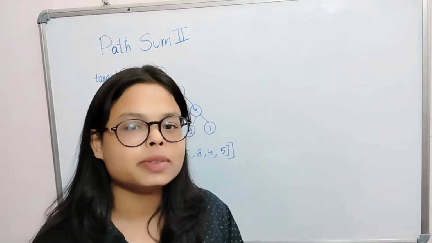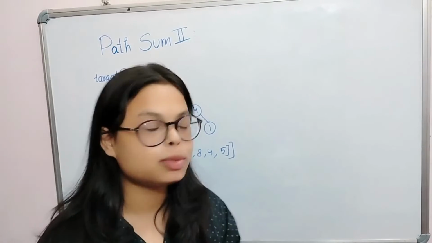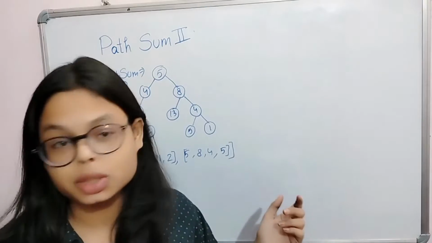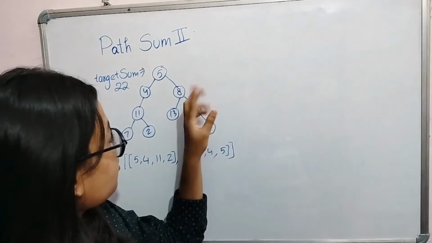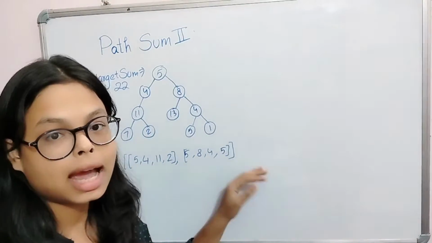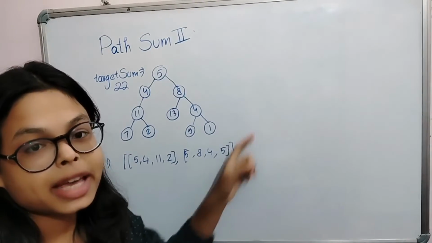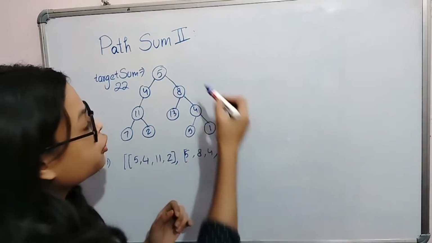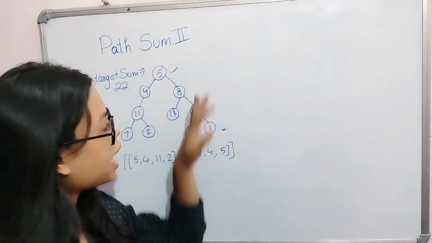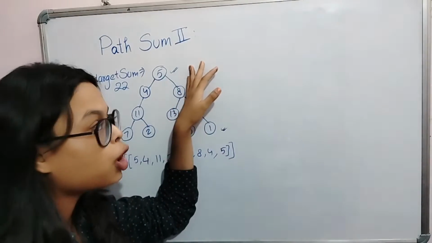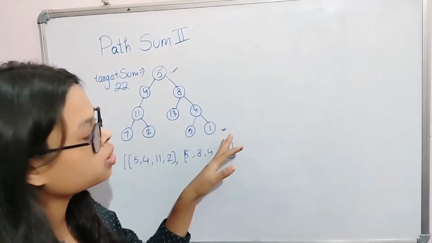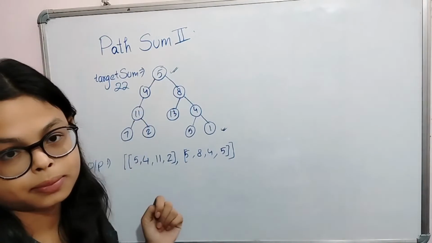Channel. So today we will discuss the LeetCode daily problem, Path Sum. In this question, we are given a binary tree, and in that binary tree, we have to find the path from the root to the leaf node whose node values sum up to the target sum.